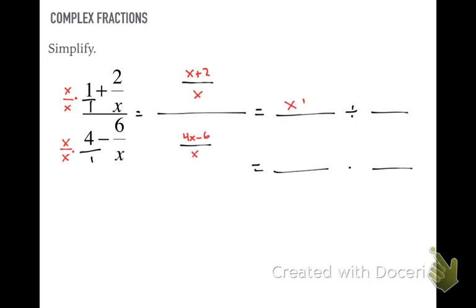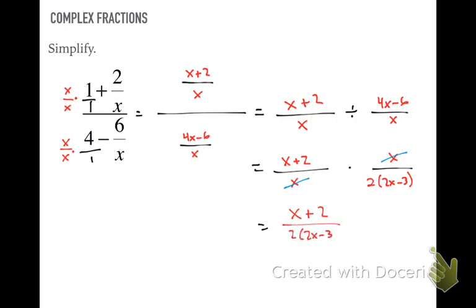We are now at the stage where we have one fraction over another. In other words, one fraction divided by the other. We manage that by multiplying by the reciprocal of the second fraction. And while we're at it, I'm going to factor a 2 out of that 4x minus 6 to help me cancel anything out. Well, we have common factors here and here, and that's about it. So we have x plus 2 left in the numerator, in the denominator 2 times (2x minus 3).